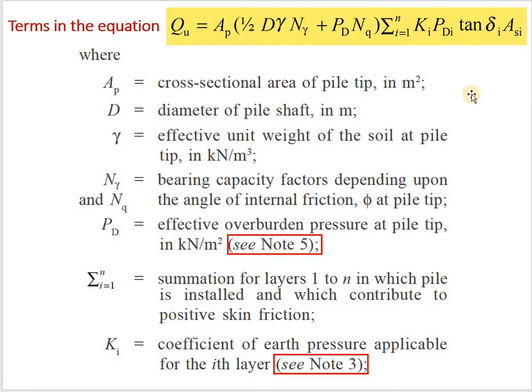Now let us go through the various terms. The first one is AP. AP is the cross-sectional area of the pile tip in meter square. That means, what is the area? If you are dealing with a circular pile, it is the area of a circle. If you are dealing with a square pile, then it is the area of that square. Now D is the diameter of the pile shaft in meter. If you are dealing with a circular pile, it is the diameter, but if you are dealing with a square pile, then you have to go with the width of the pile.